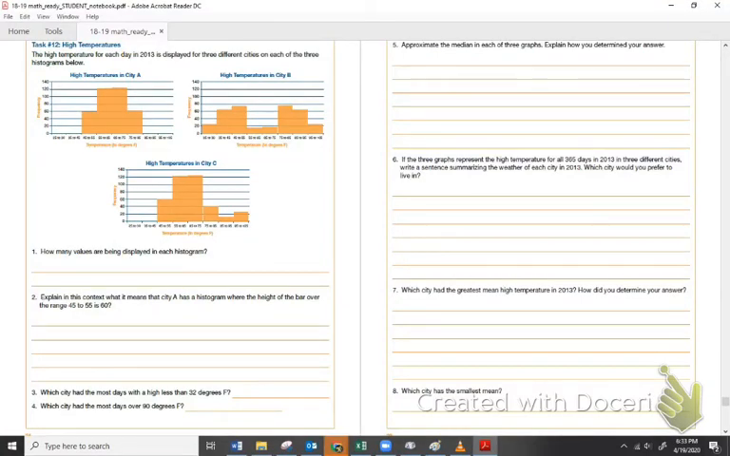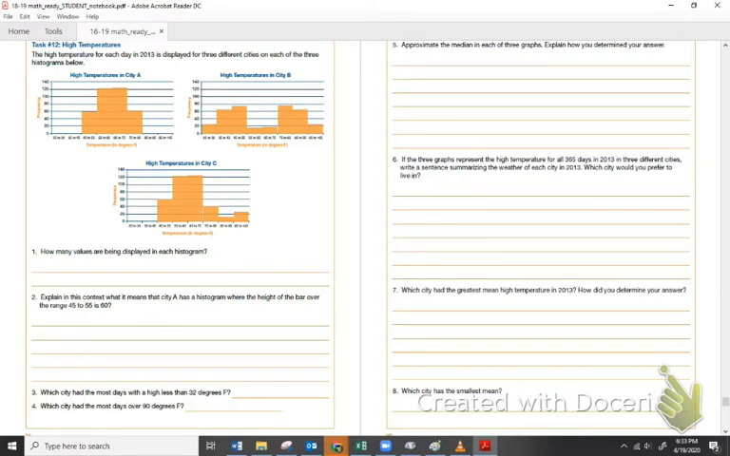In this activity, we are going to be looking at interpreting information that is being presented to us in a histogram. If you look over on the left-hand side up towards the top, we have high temperatures in 3 different cities. The high temperature for each day in 2013 is displayed for 3 different cities on each of the 3 histograms displayed below. We have city A, that is upper left. We have city B, that's the upper right histogram, and then we have city C, which is the histogram below the first 2. First thing I want to know is how many values are being displayed in each histogram.